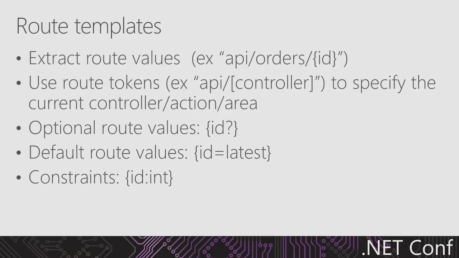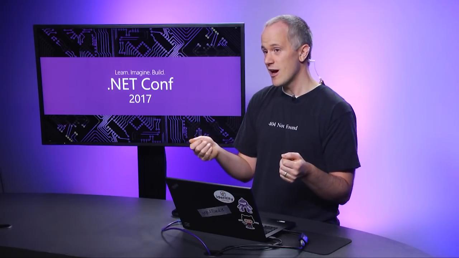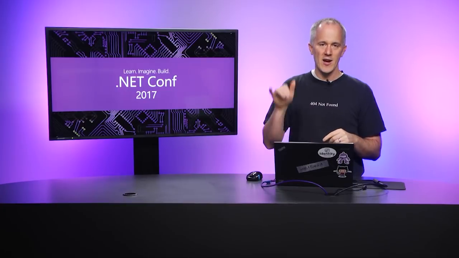Now, route tokens give you a way to have parts of your route template that you actually want to be based off of your controller, action, or area names. So, for example, in my values controller, I generally want my routes to start with API/values. But if I refactor my values controller type name to something else, I don't want to have to go through and fix up all my routes necessarily. So, using square brackets, you can specify a route token that will get replaced with the corresponding controller, action, or area name.